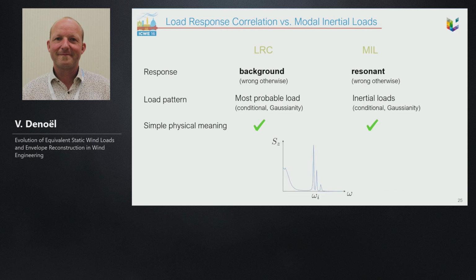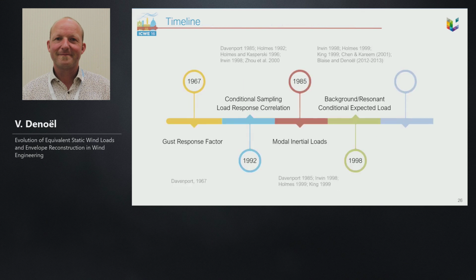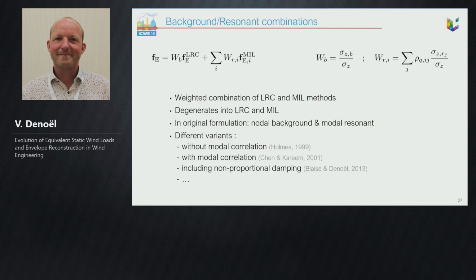Unfortunately, in our daily business, power spectral densities of anything we look at in real structures is something that is more like this. So a little bit later, what happened? We had a few other techniques which aimed at combining these two simple methods. The way it works is to define equivalent static wind loads by weighting the static wind loads coming from the load response correlation and the equivalent static wind loads coming from the modal inertial loads.